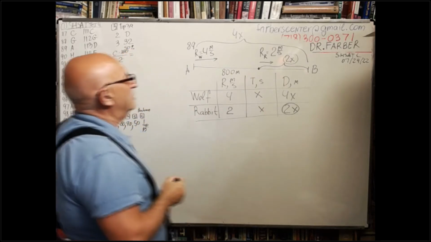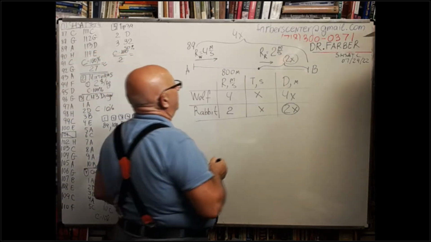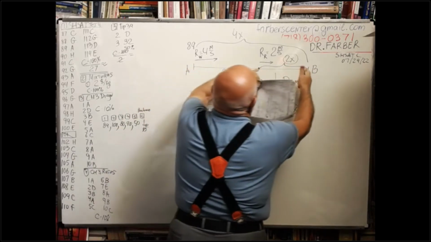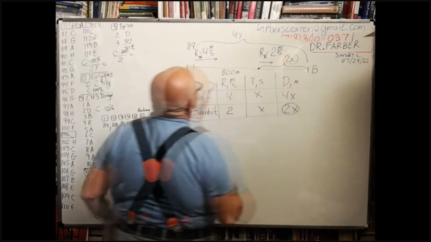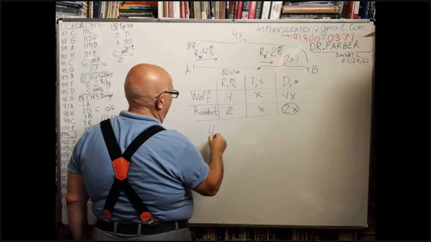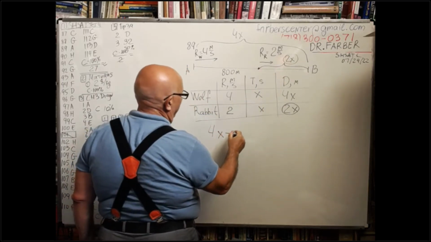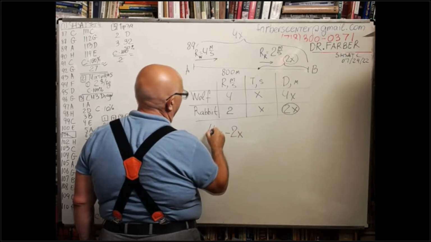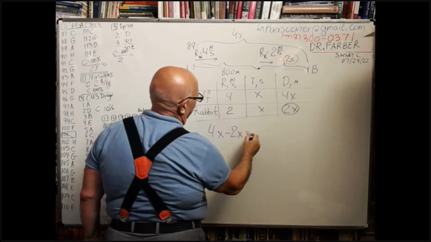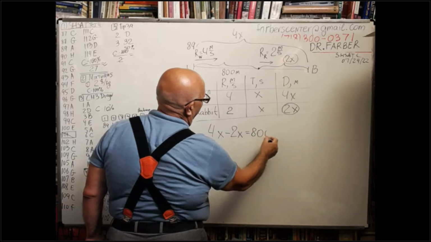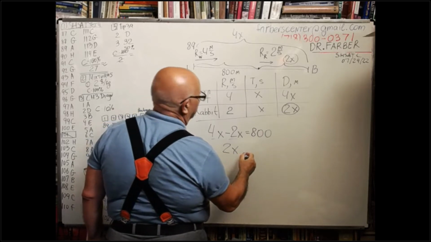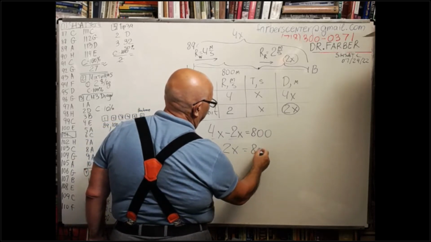Okay, using the addition postulate, what is it? You can see this segment plus this segment gives you this segment. Or you can write 4x, this big one, to save time, minus 2x equals this distance, 800. Or combine like terms, 2x equals 800.